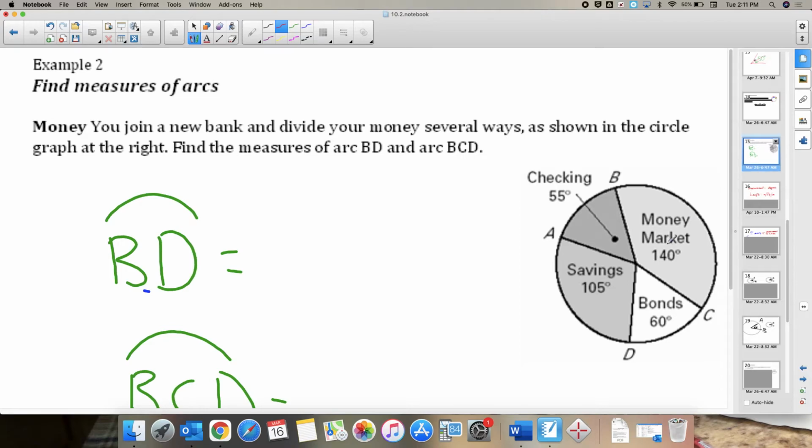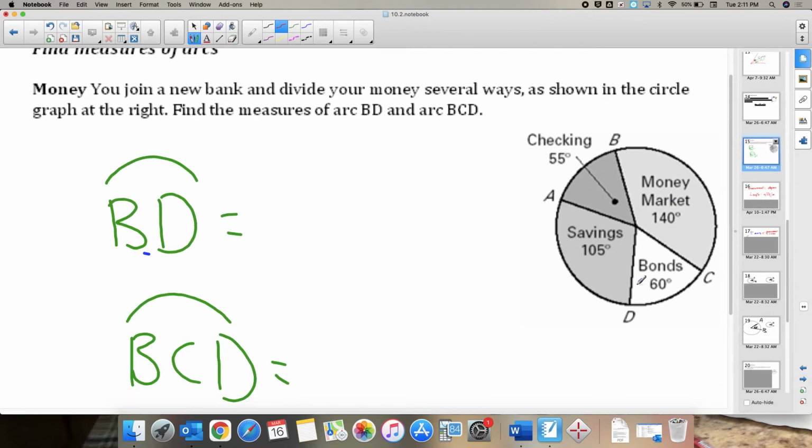So take a look at finding those arcs that are here. It says you join a new bank and divide your money several ways as shown in your circle graph at right. Find the measure of your arc BD. So B to D, I can go two different ways. Do I want to go clockwise or counterclockwise? Since they name it with two letters, I must go the shorter way. So arc BD will be my 55 plus 105. So arc BD is 160 degrees.